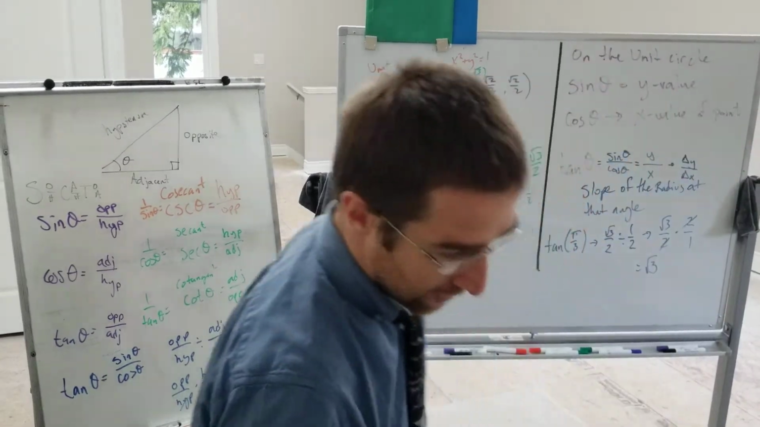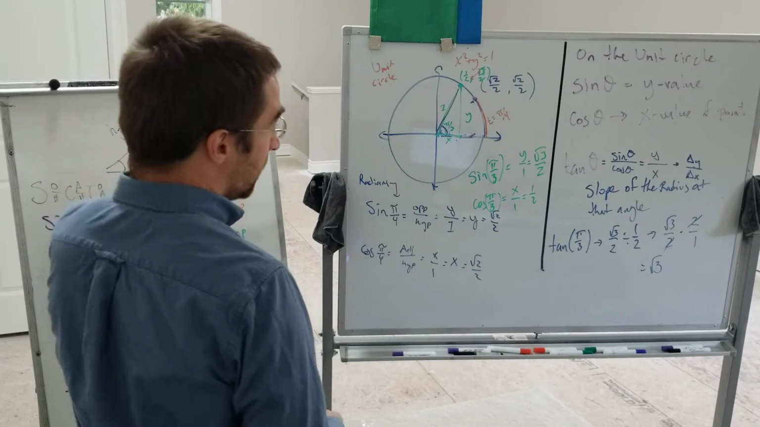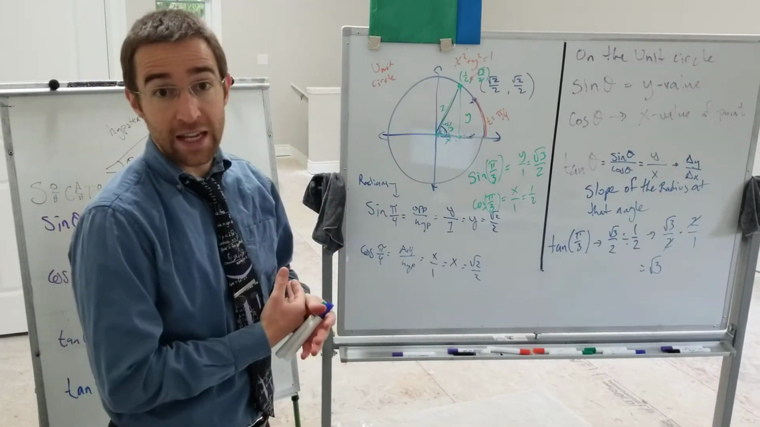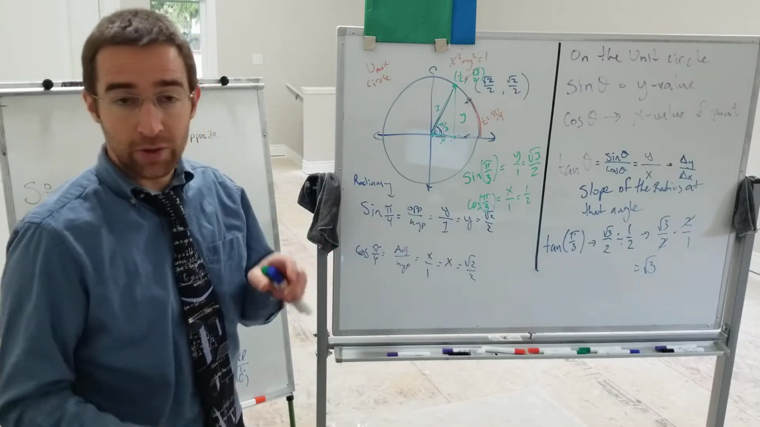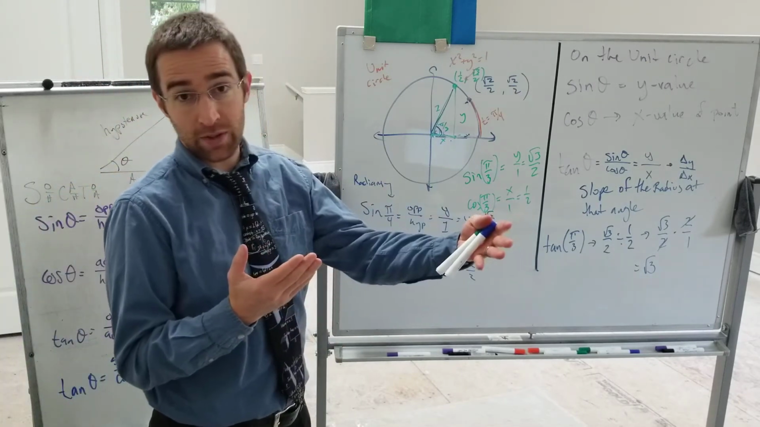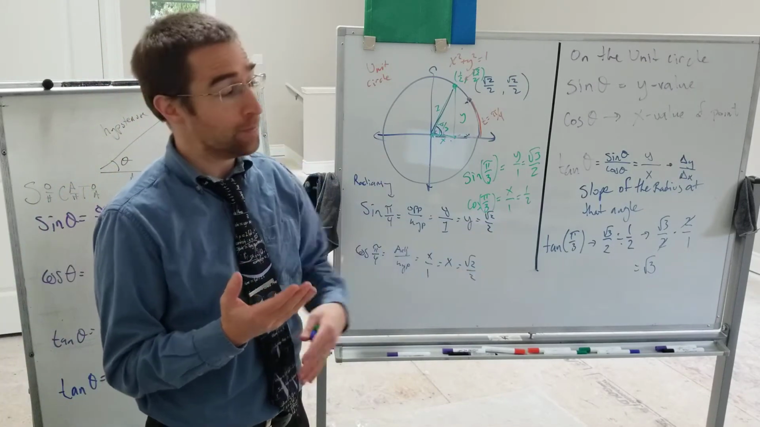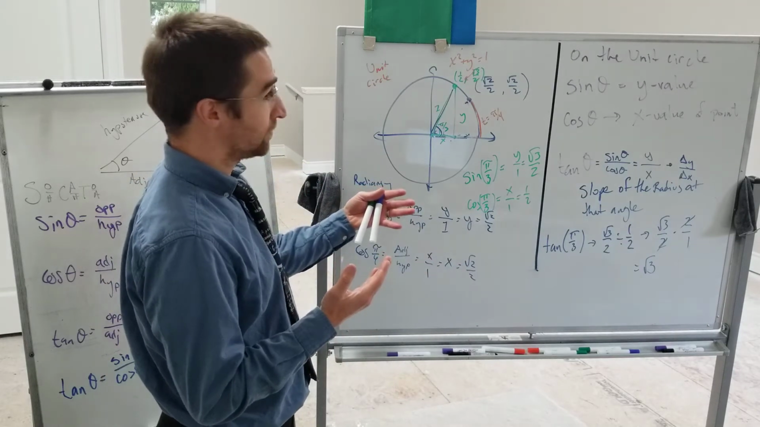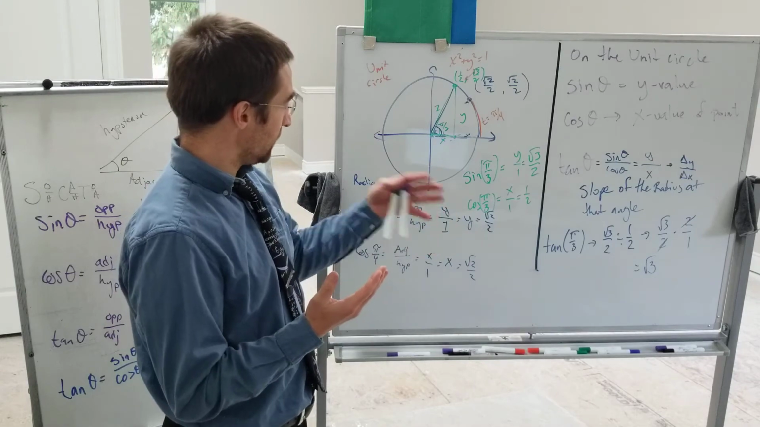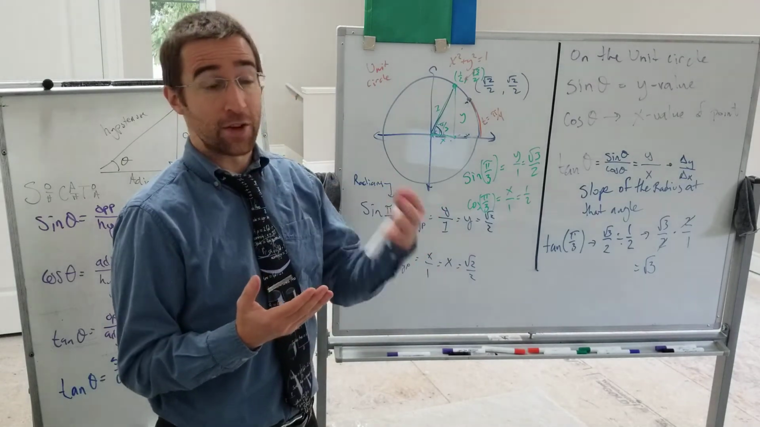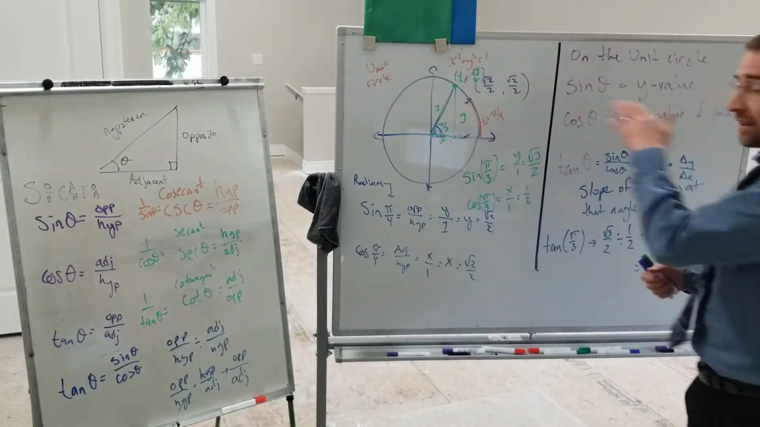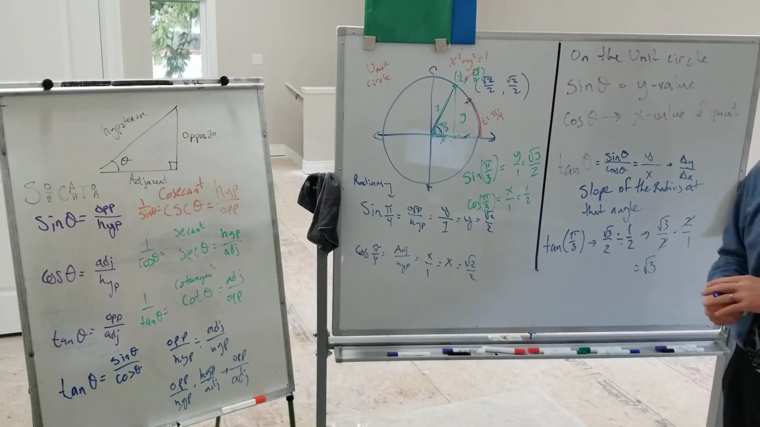All right, so that's just a little intro on how the unit circle relates to sine, cosine, and tangent. On the unit circle, for a given angle, the y value on the unit circle is your sine of that angle. The x number on the unit circle is the cosine of that angle, and then the tangent is the change in y divided by the change in x.